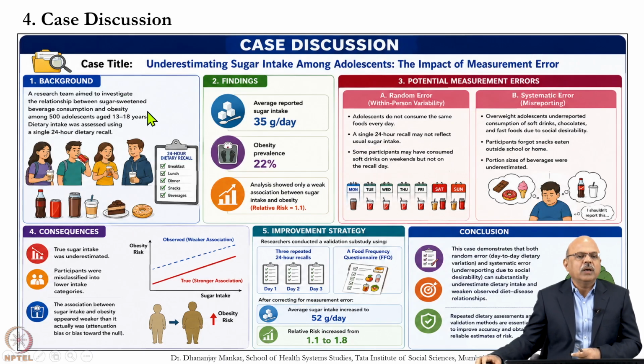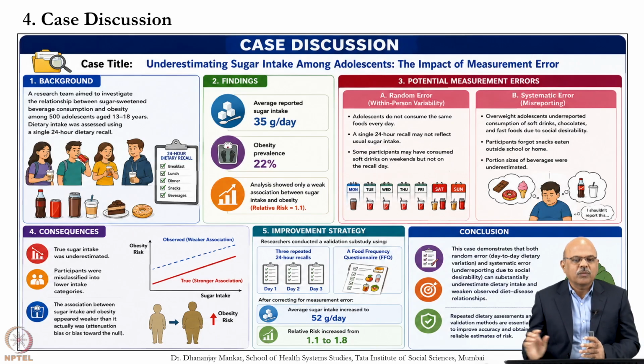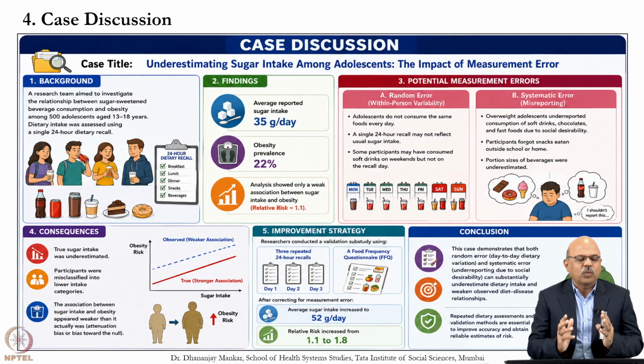In the background of the study, a research team aimed to investigate the relationship between sugar-sweetened beverage consumption and obesity. Among 500 adolescents aged 13 to 18, the investigation was done, and the dietary intake was assessed using a single 24-hour recall. So a 24-hour recall was done where their breakfast, lunch, dinner, snacks, evening snacks, and beverages were calculated, what they had really consumed.